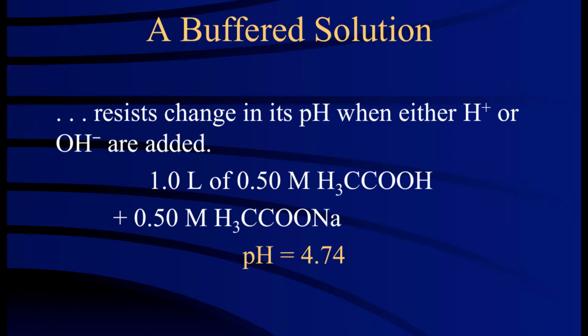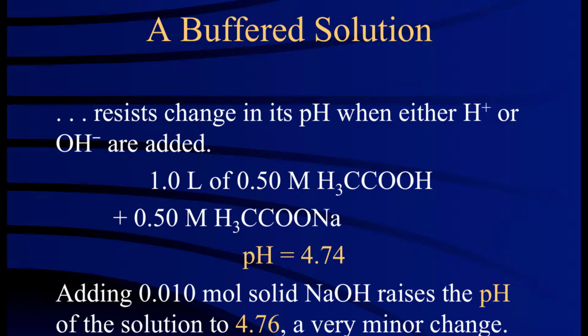Here's an example. This is a buffer made up of the acid right here and its conjugate down here. Don't worry about the sodium. It is this ion right here which is the conjugate of the acid. That's the common ion we want to worry about. So the pH of this is 4.74. I'm going to add a bunch of solid sodium hydroxide to it, and the pH barely even increases. It only goes up to 4.76. So that's exactly what a buffer does. It resists a change in pH.